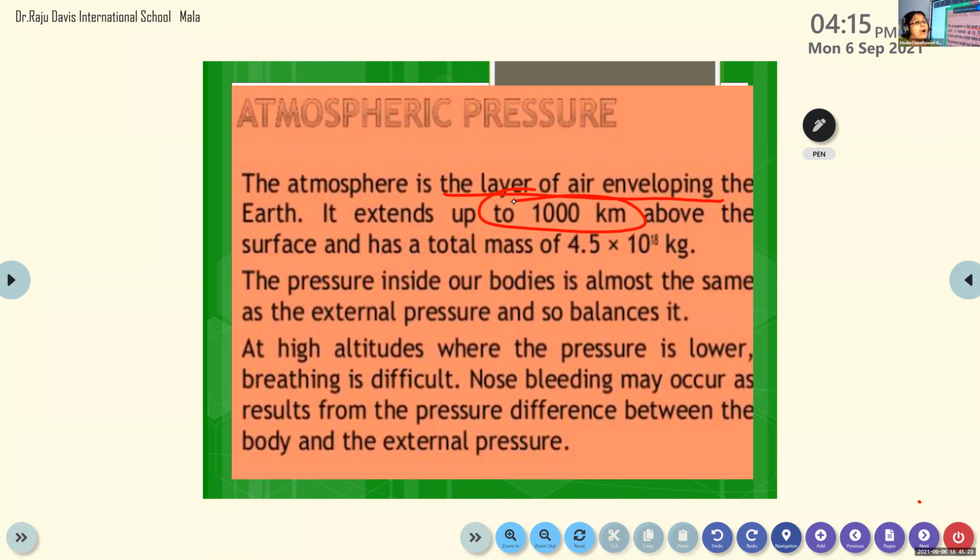So when you go to a mountain, what will happen to the air pressure? The height of the air column is less when you go higher and higher in altitude, so the air becomes less. So in a higher mountain area, there is less pressure.